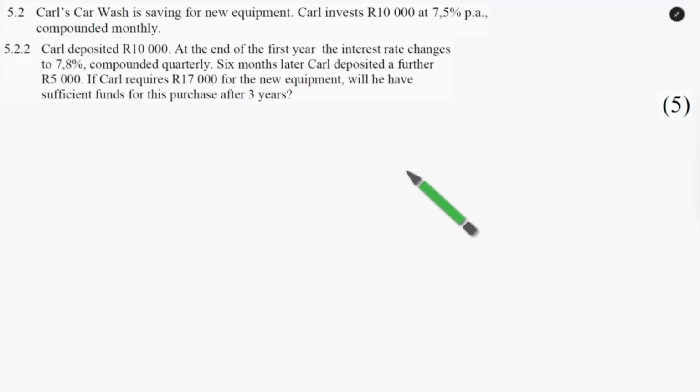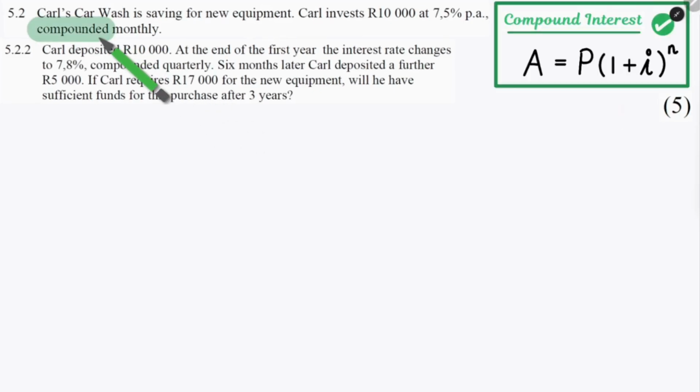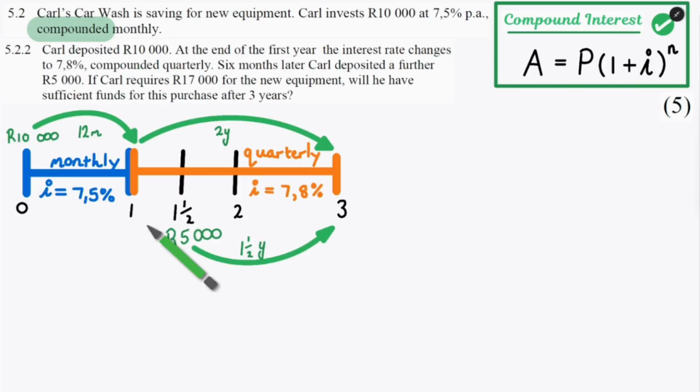In question 5.2.2, we learn a bit more about Carl's investments. So we're going to have to set up a timeline and transpose all this information. So let's go ahead and do that. Firstly, we're going to be using the compound interest formula. And then I'm going to show you how to construct this timeline. So Carl deposits 10,000 Rand right at the beginning. And then at the end of the first year, the interest rate changes. So for the first year, I've got an interest rate of that 7.5%. And then for the remaining 2 years, I have an interest rate of 7.8% compounded quarterly.